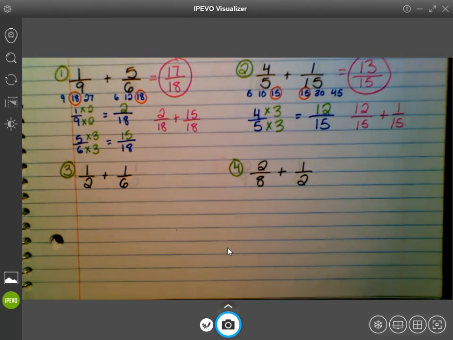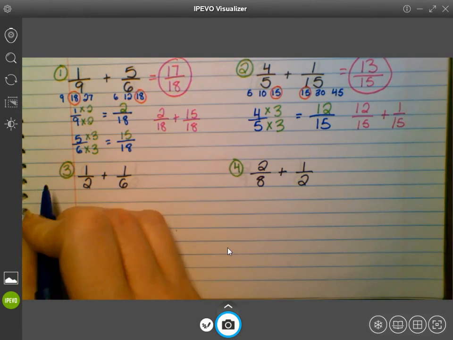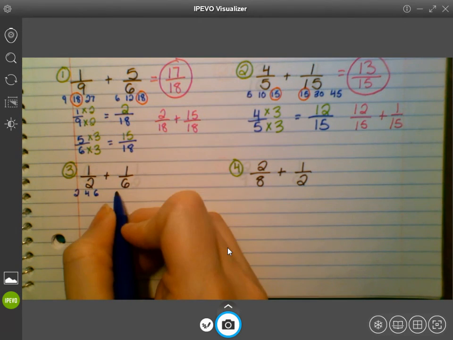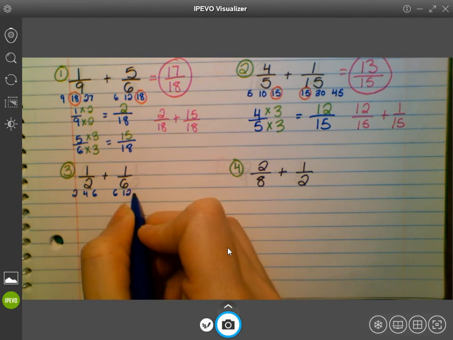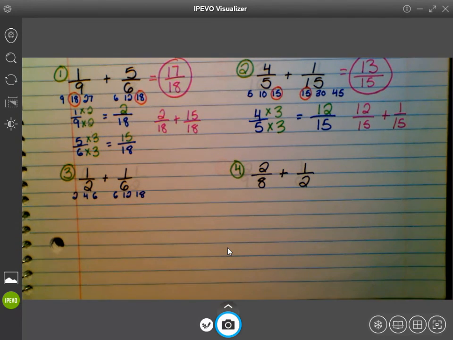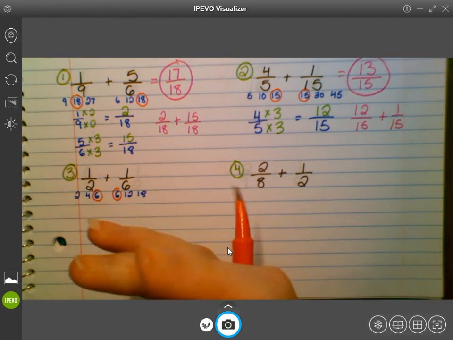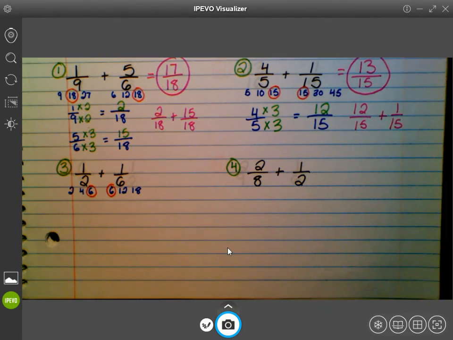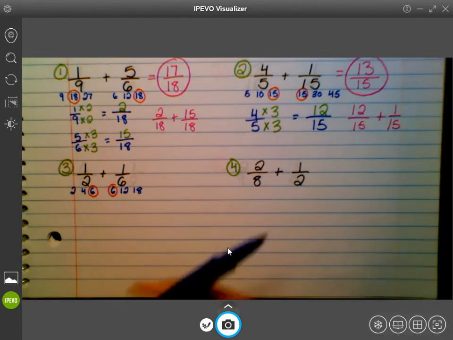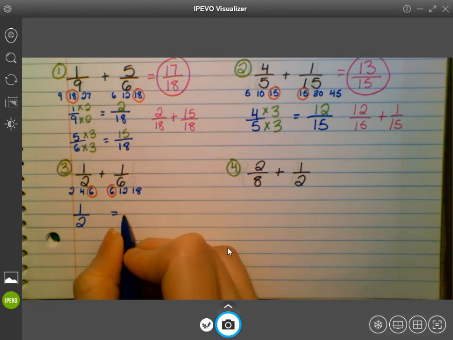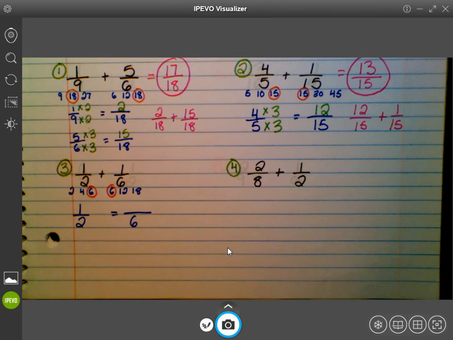Then for number 3, 2 and 6, let me list some multiples. 2, 4, 6. For 6, I've got 6, 12, 18. Once again, 6 is my LCD. Now, does one of our fractions already have 6 as the denominator? Yes. 1/6. I can leave that alone. I just need to convert 1/2. So 1/2 equals something over 6. So 2 times what equals 6? 3.